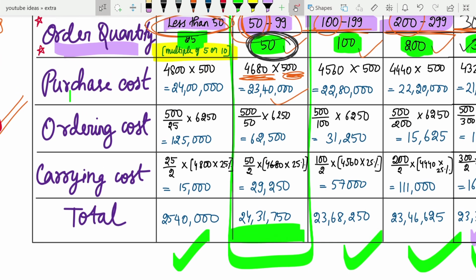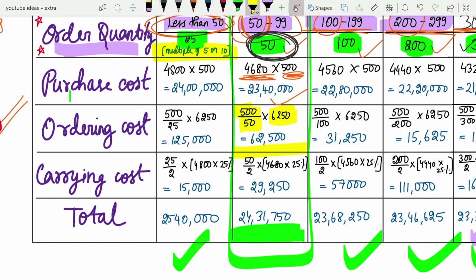Then ordering cost. Ordering cost is annual demand divided by order quantity into ordering cost per order. Annual demand is 500 units. The order quantity we found here is 50. So 500 by 50 into the ordering cost, which was given in the question, 6,250. So if you do that, 62,500 is your ordering cost.